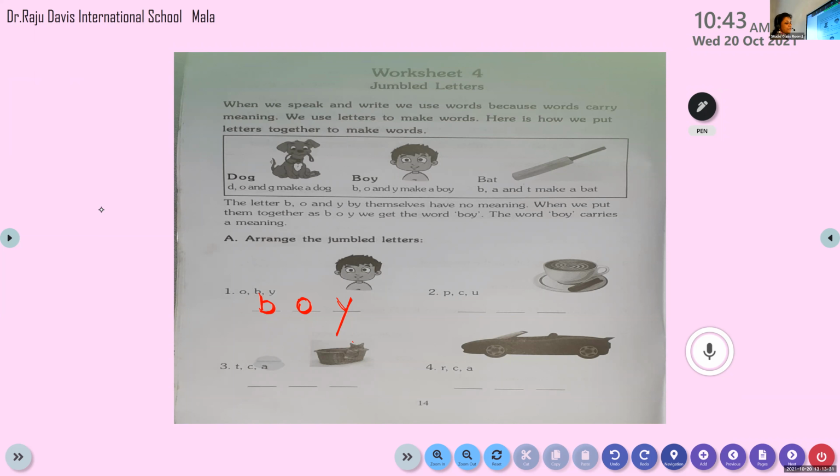Here we have the next picture. What is this picture? Cup. Okay, so it is a picture of a cup. So let's write the correct spelling of the cup. What's the correct spelling of the cup? C-U-P. Yes, very good. C-U-P. Yes, all of you, please do write it.